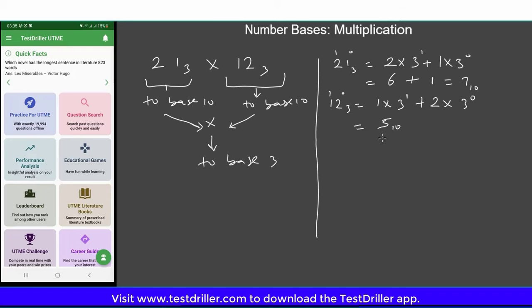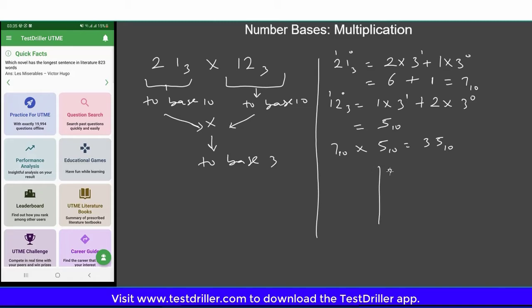So what do we do next? We take 7 in base 10 and multiply by 5 in base 10. When you multiply anything in base 10, you just multiply the normal way we do multiplication, and that's 7 times 5. That gives us 35 in base 10. So the next thing is to convert this 35 in base 10 back to base 3.